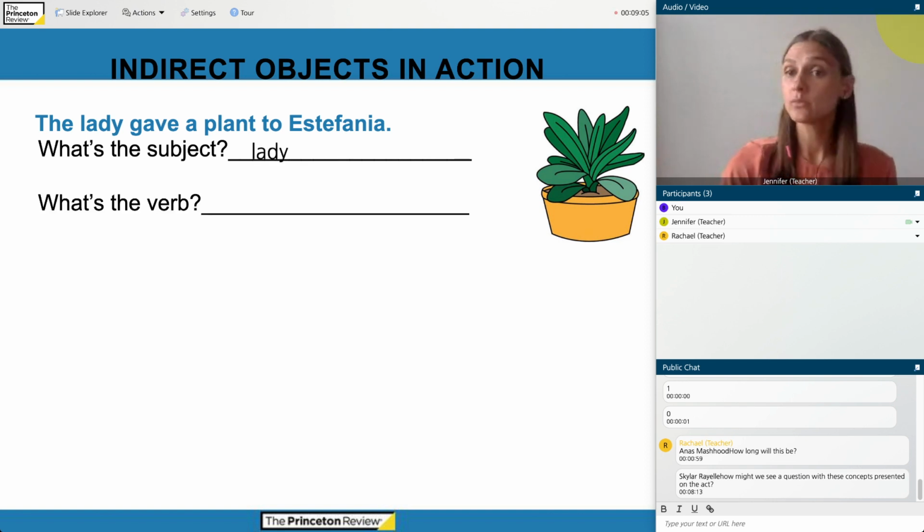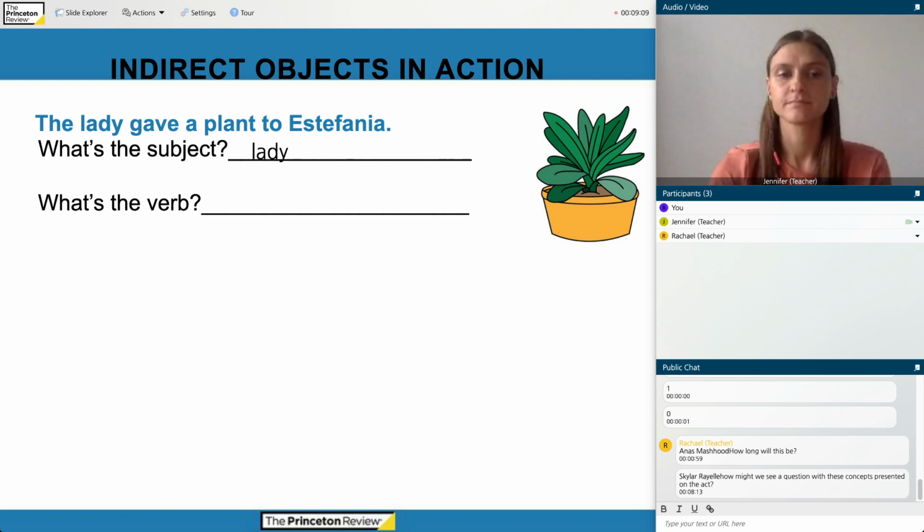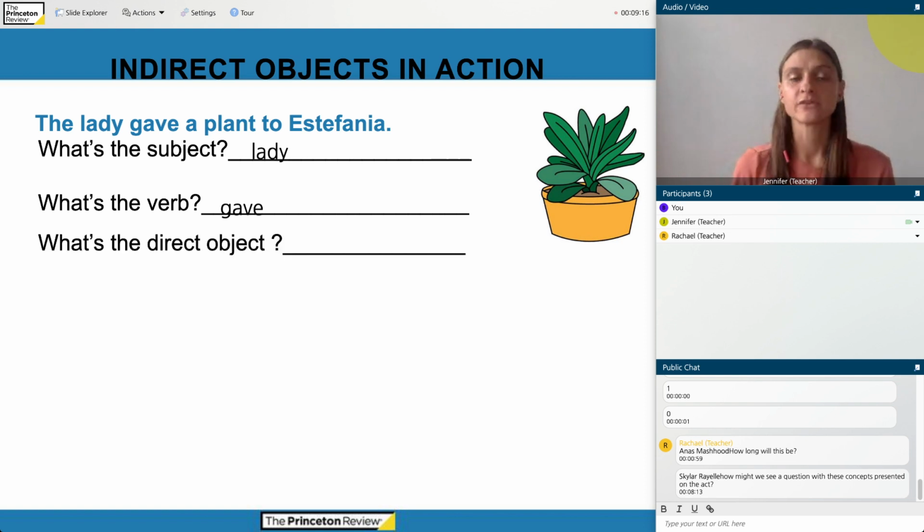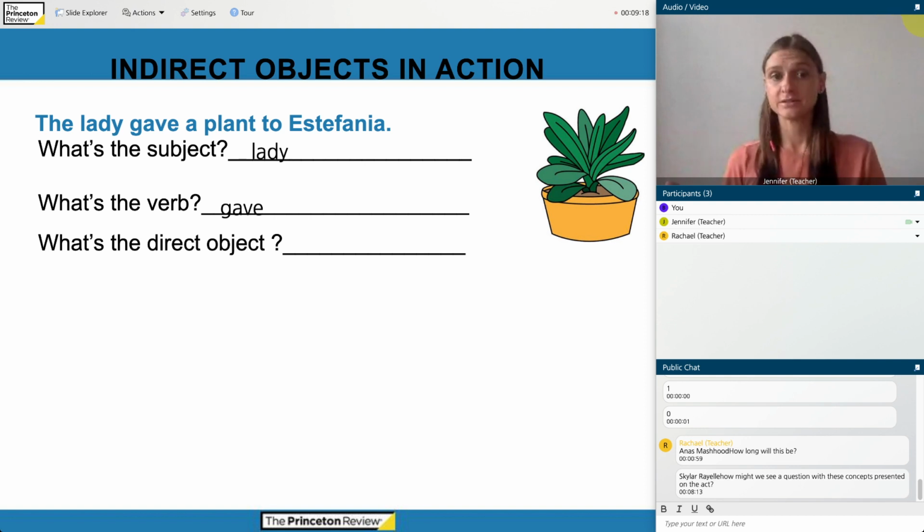And again, we're going to ask ourselves, what's the verb? The action here is gave. And then, what's the direct object? So the lady gave what? She gave a plant. So we can go ahead and put plant.